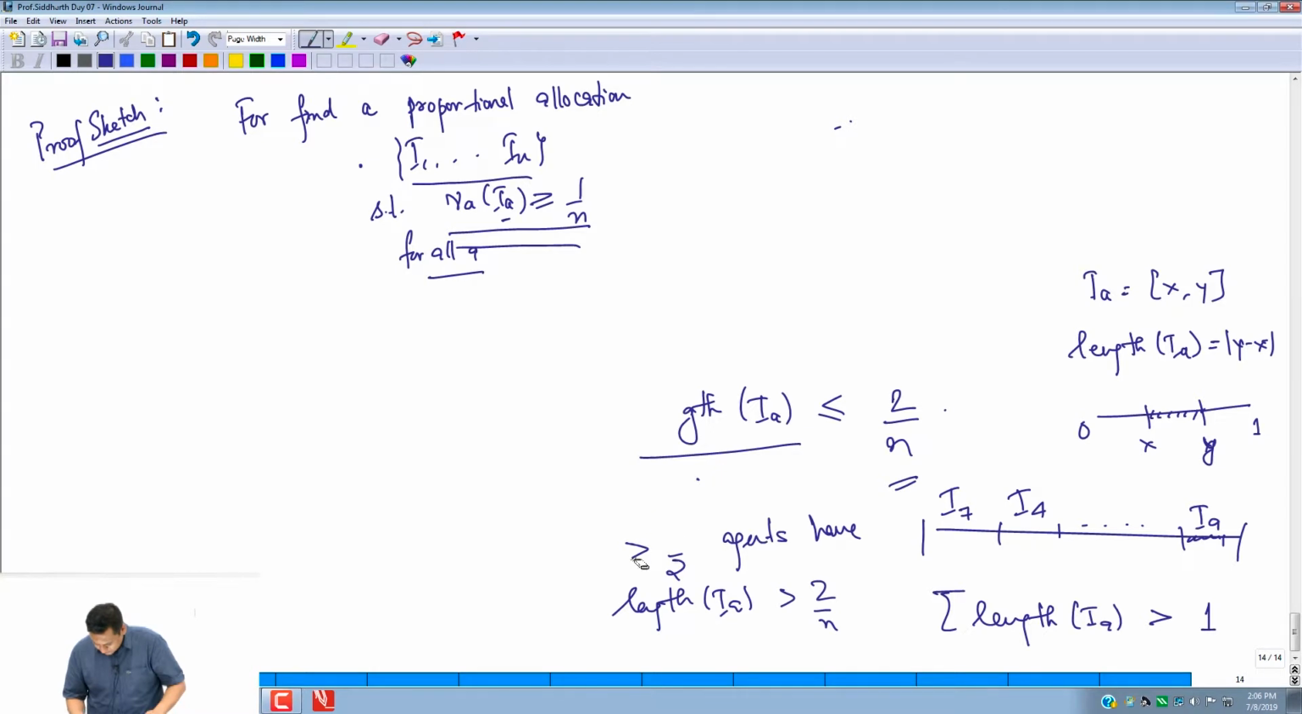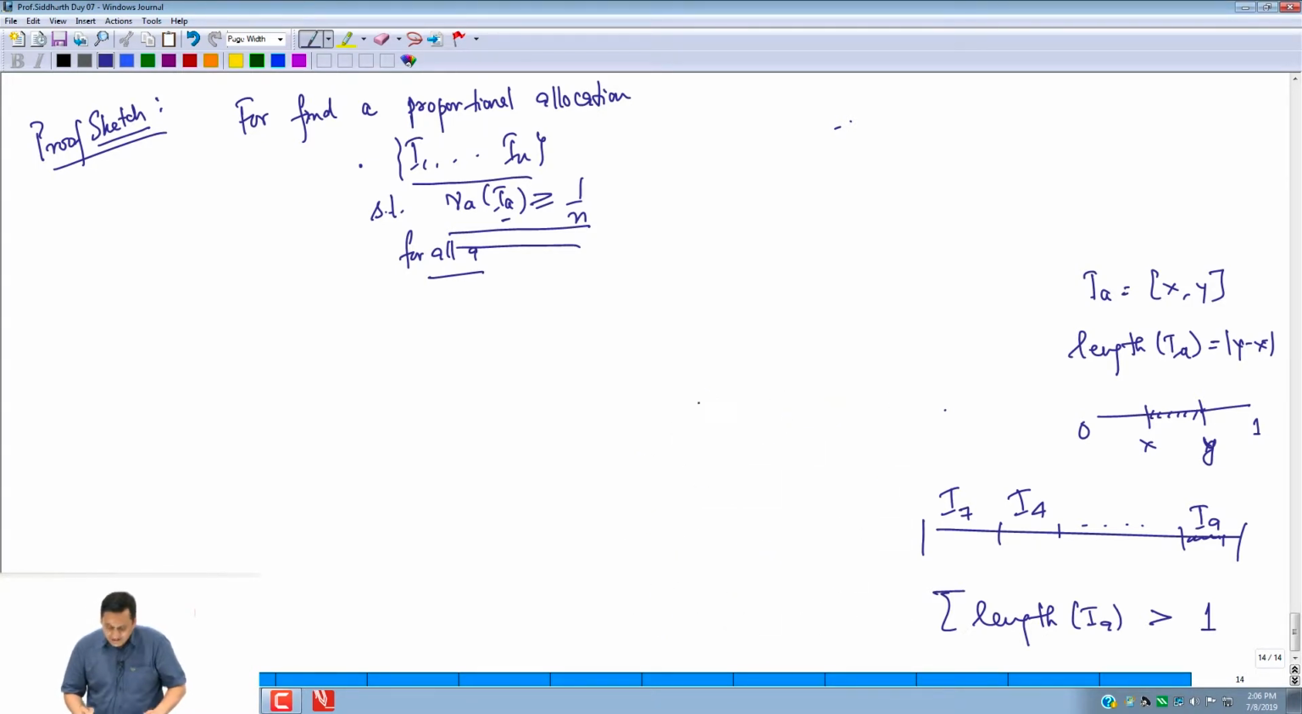So what it boils down to is that when you find a proportional allocation, you are not only ensuring that all the agents get a large value, you also, in the process, achieve the fact that the length of a bunch of these intervals is small.